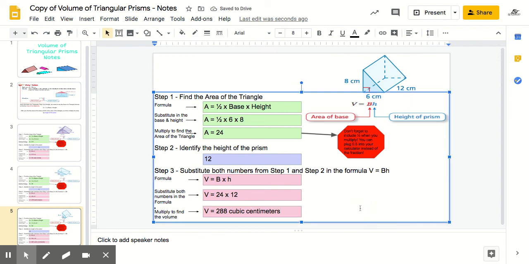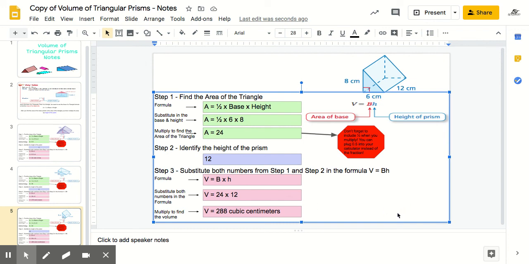Okay, guys, and that's it. So again, a 3-step procedure. First, you're going to find the area of the triangle by typing in all the information into these green text boxes. Then you're going to identify the height of the prism. This step's the easiest step. We don't have to do any math here. You simply have to look at the diagram and plug in the height. Then for step 3, you're simply taking the number you got in step 1 and the number you got in step 2, plugging it into this formula in these pink text boxes, and then just multiplying those 2 numbers together.